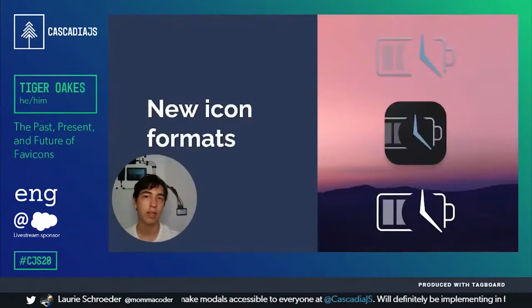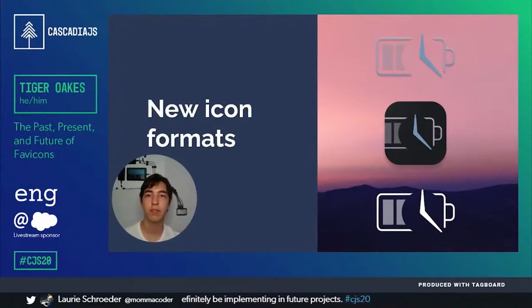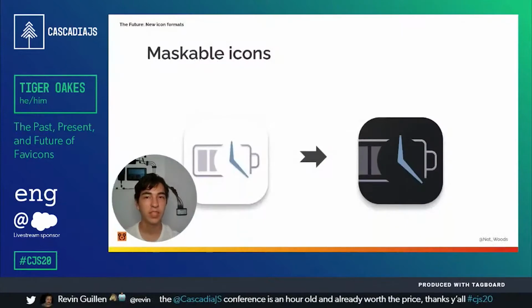PWAs also have additional icon formats they can use to adapt to the user's device. I have been contributing to the web app manifest spec with the W3C, and let me show you some new ways for your icon to be displayed. First up are maskable icons, which allow you to define an opaque icon that may be cropped into different shapes.